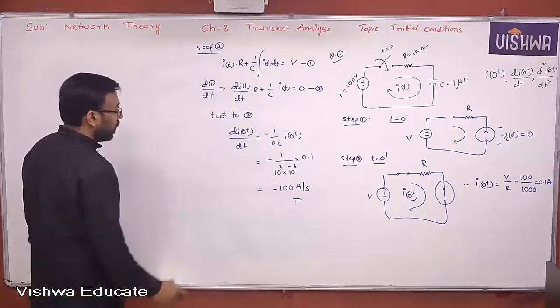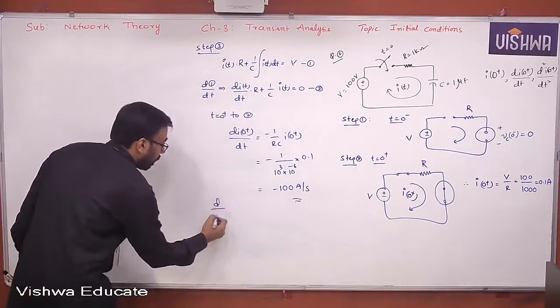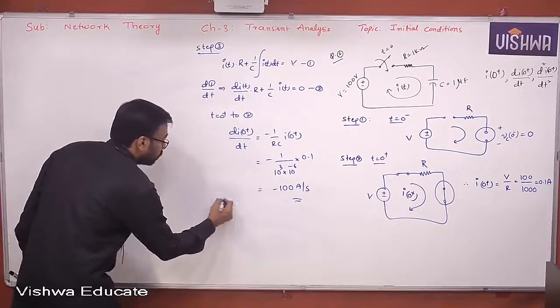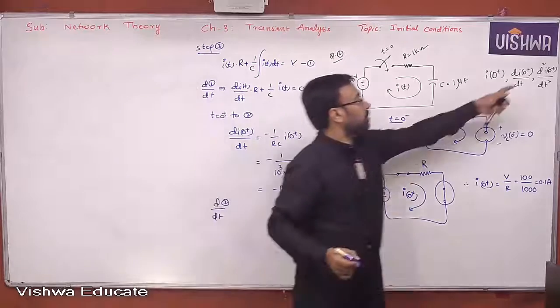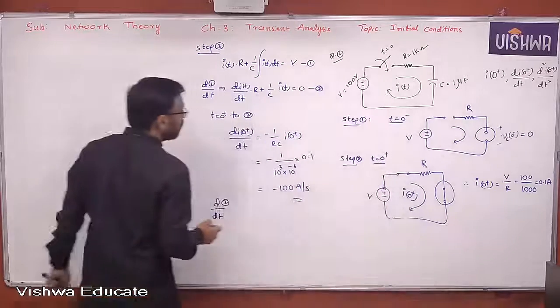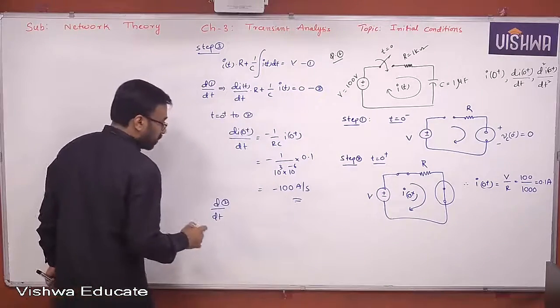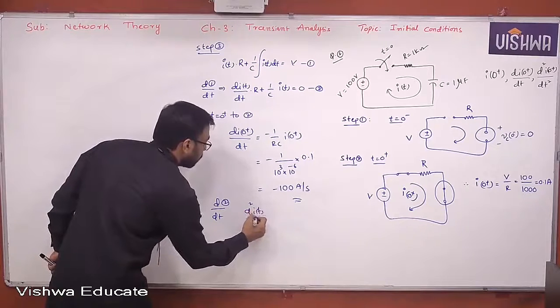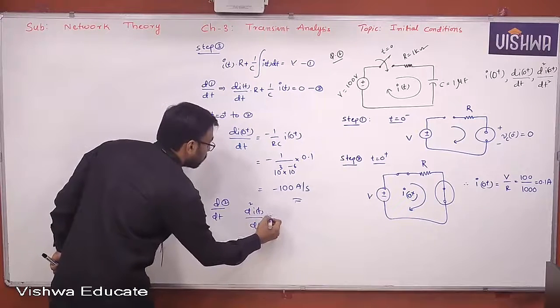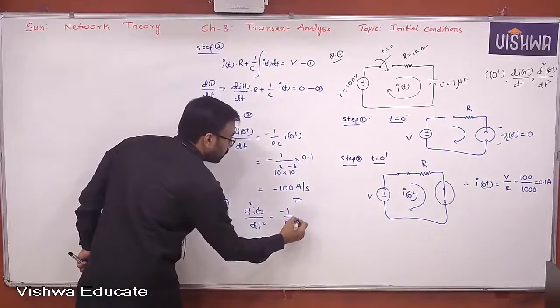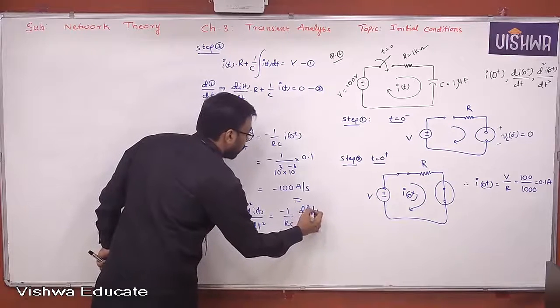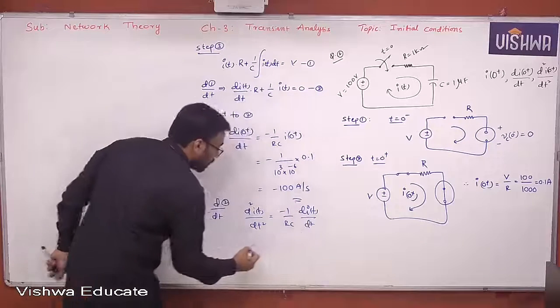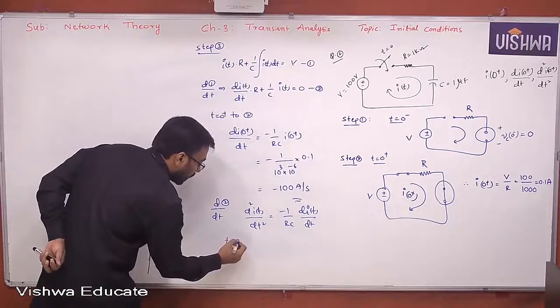Okay. Now differentiate equation 2, because I would like to go for the second derivative. For that, let me differentiate this equation with respect to t. So what will I get here? Tell me, all of you. d square I(t) by dt square minus 1 by RC di(t)/dt. Agree, all of you?